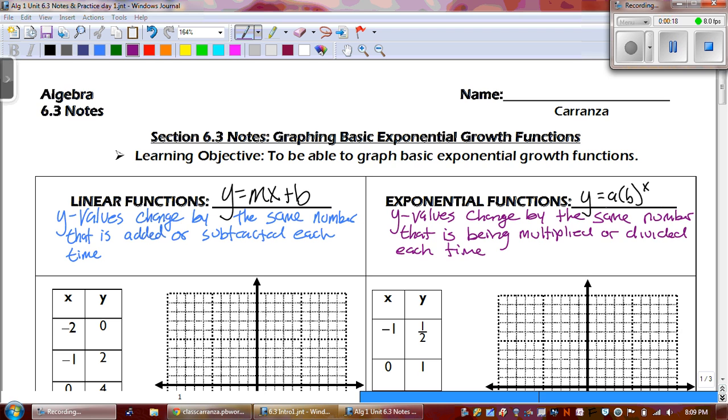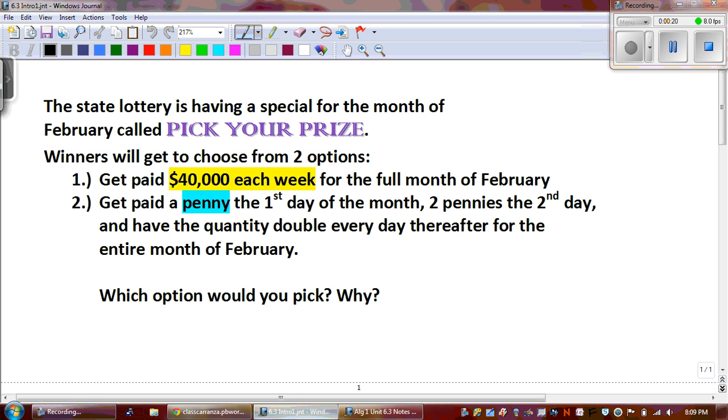Now, before we get started though, I got a question for you. I'd like you to imagine that the state lottery is having a special for the month of February called Pick Your Prize. And to be honest with you, this actually happened. Winners will get to choose from two options. One, you can get paid $40,000 each week for the full month of February, or you can get paid a penny the first day of the month, 2 pennies the second day, and have the quantity doubled every day thereafter for the entire month of February. Which option would you pick?